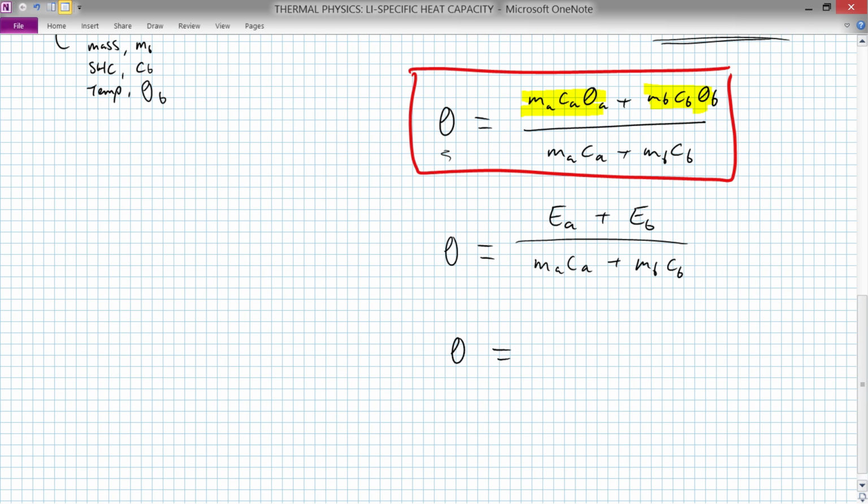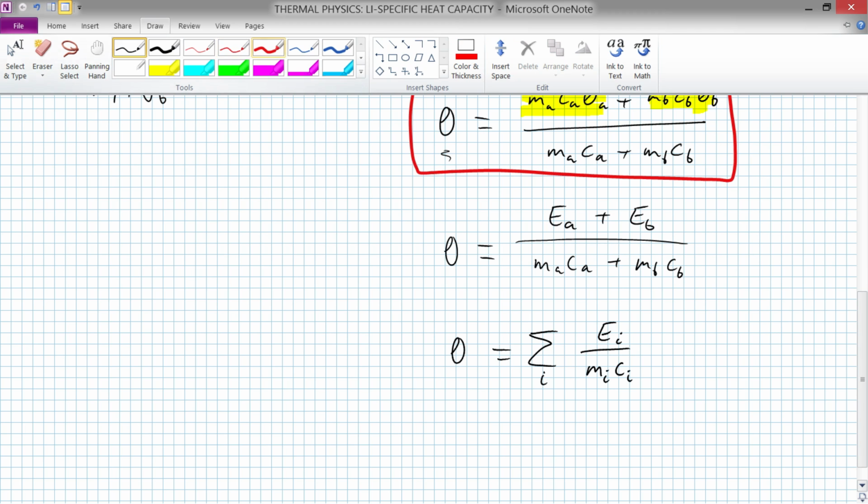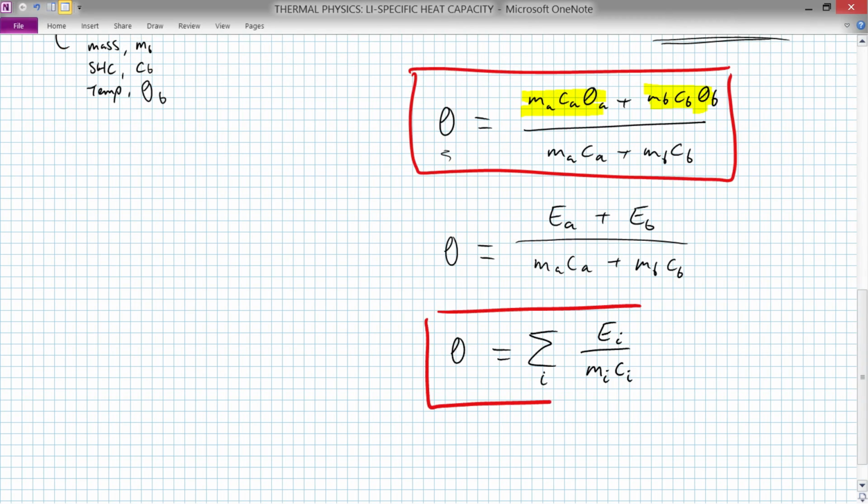And again, if we look closely, actually what we've got is a sum. We've got a sum over however many bodies are present in our problem. So really, I can rewrite this as a sum in this sense. So actually, we've been adding two bodies. We could do this for n bodies if we like.